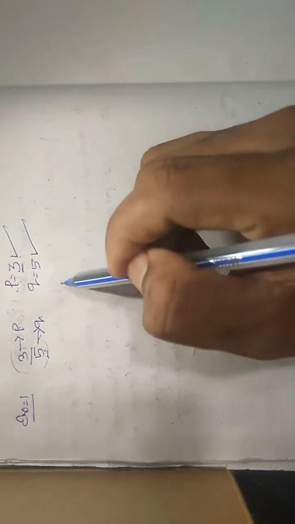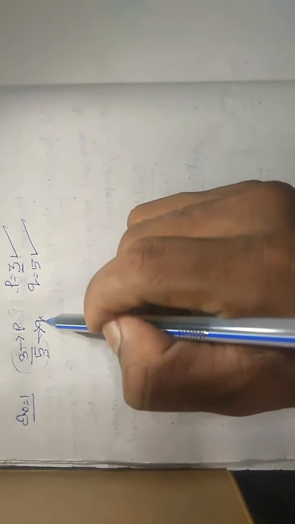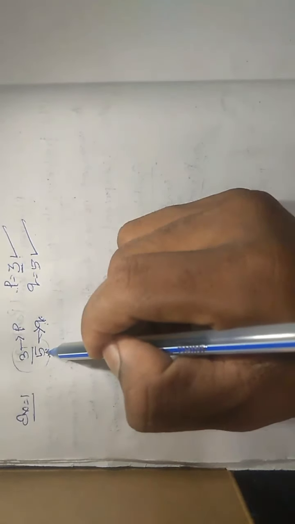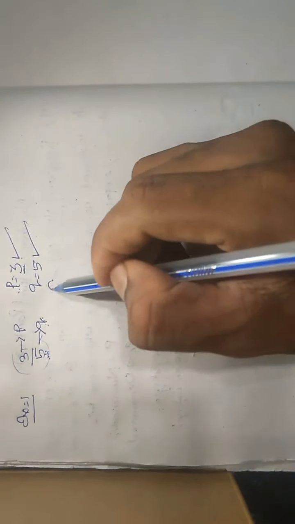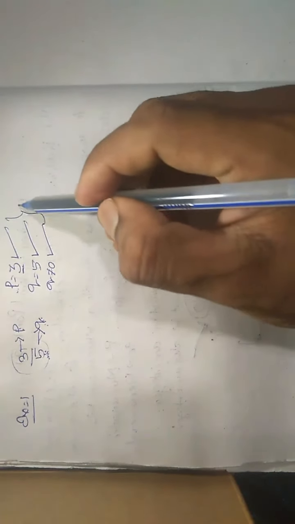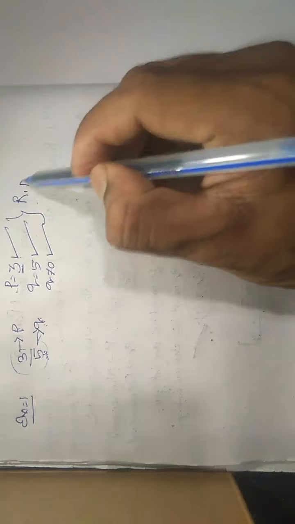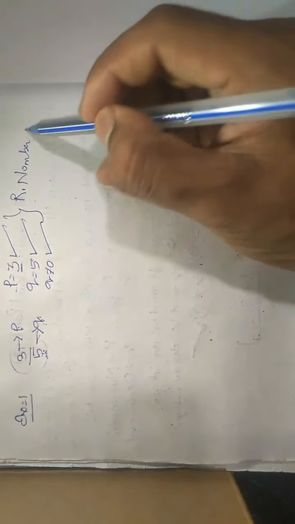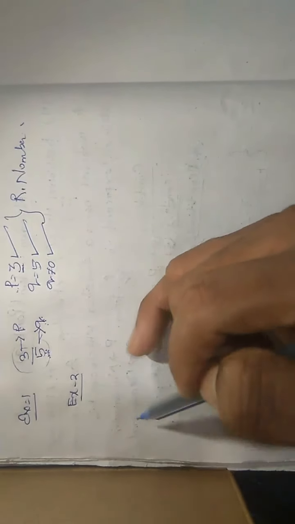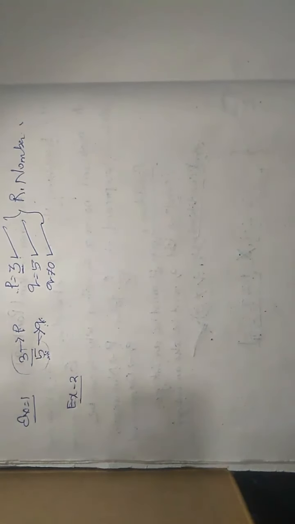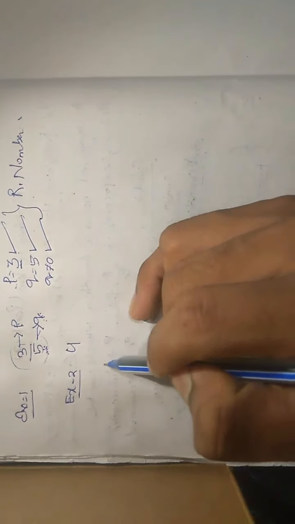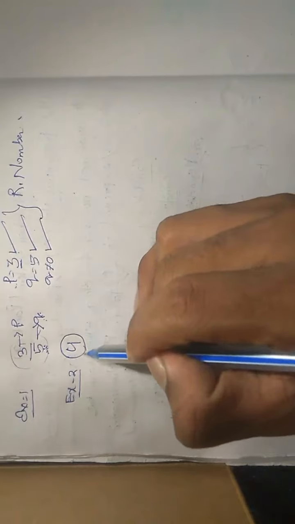Now coming to condition 3. Condition 3 tells us that Q can never be 0, and here Q is 5. Is 5 equal to 0? No. So we can write Q not equal to 0. So the third condition is also satisfied. Then we can say yes, it is a rational number. So coming to question number 2, or example 2. In example 2, suppose I have a question 4. Okay, 4 is which type of number?